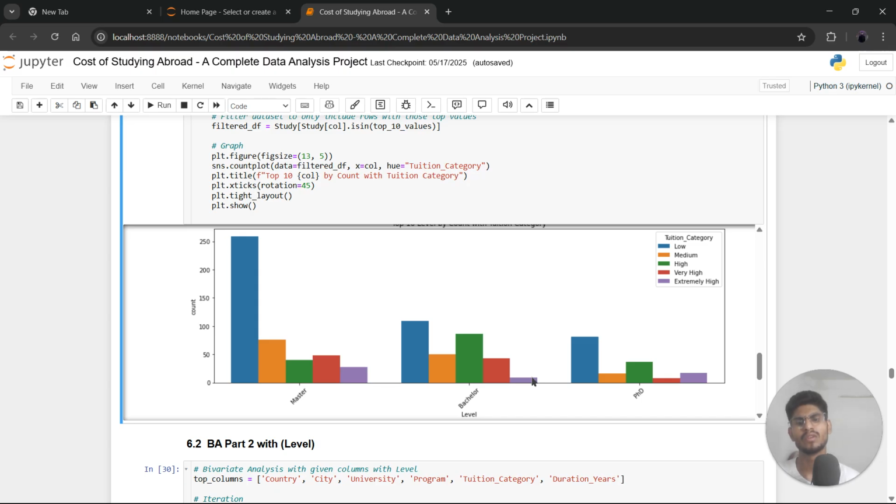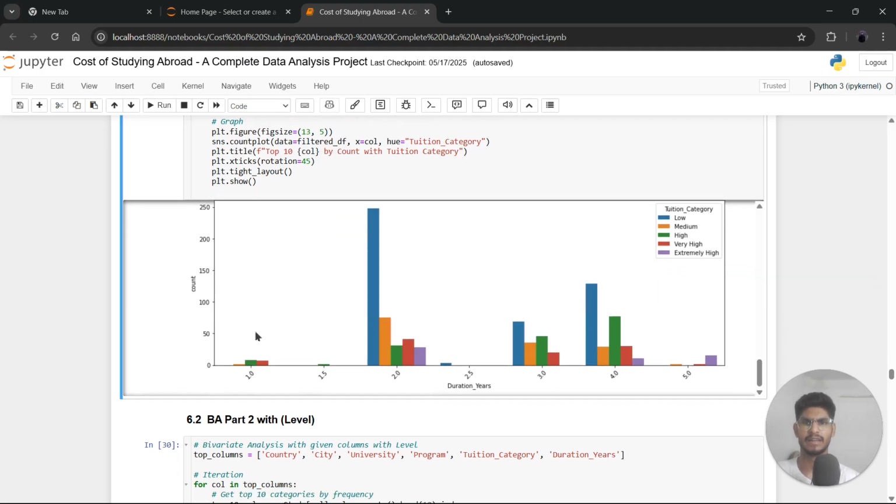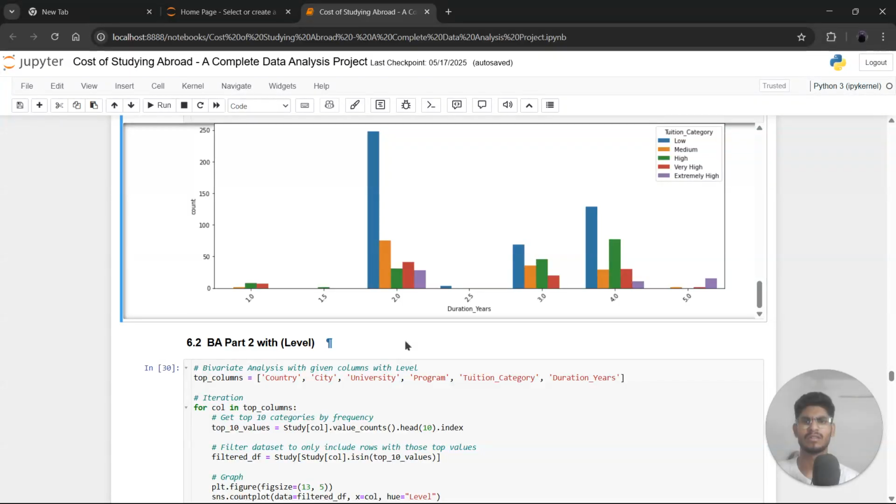But you will get an overview of whether masters will cost you more, or bachelor or PhD. We can evaluate things right here: masters is just 2 years most of the time, so it will cost you fine, it will cost you low. Now you got to know about everything right here, that the 2 years masters, and 1 year will cost you very less, very high, medium. You can get to know about it.